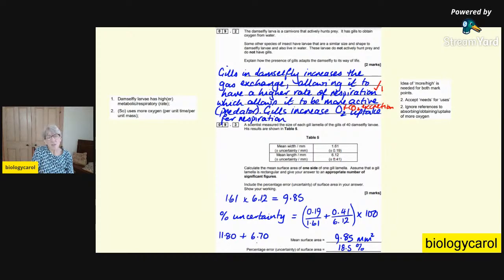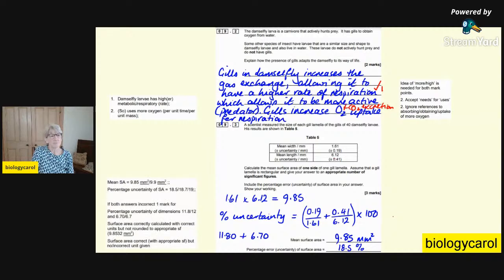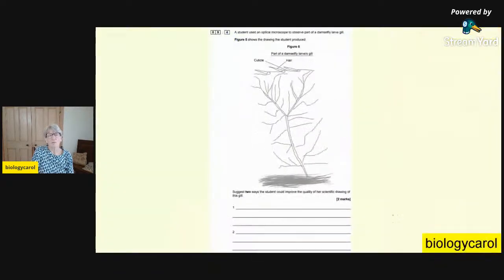Because otherwise, if you had times these two numbers together, you would have got up to a 70% uncertainty in your surface area. And that just seems a bit high. Okay, so there I got the marks. Oh, I didn't put them in, I'm sorry.